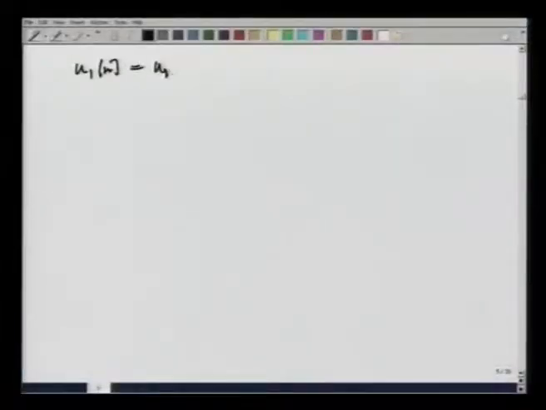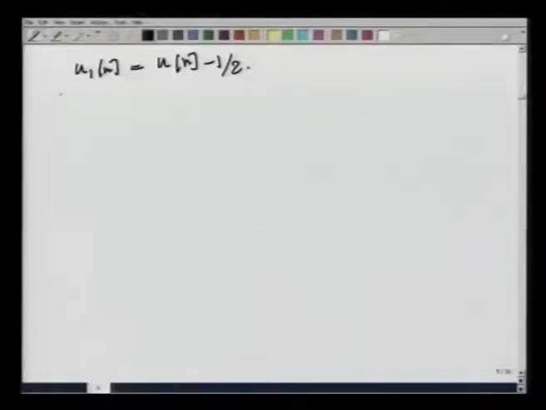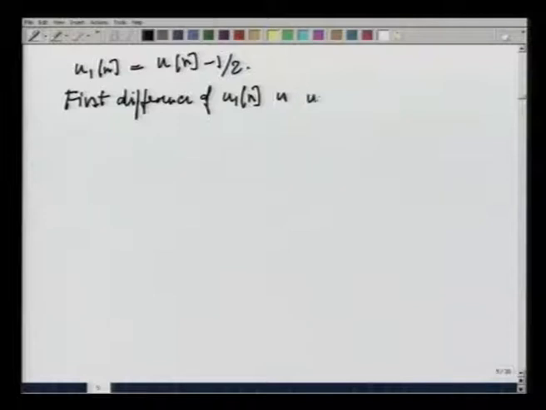Now, what is the transfer function of the zero average part? The zero average part is u1 of n equals u of n minus half. In order to find this, let us first find the Fourier transform of the first difference of u1 of n. The first difference of u1 of n is u1 of n minus u1 of n minus 1, which is nothing but equal to delta of n.